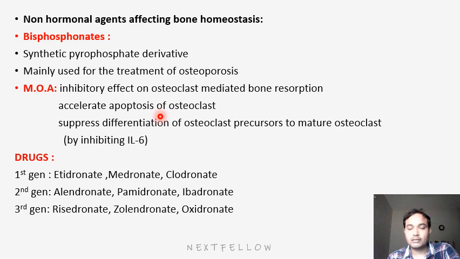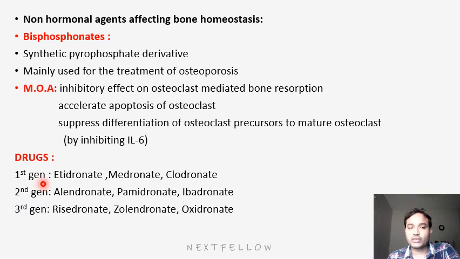One thing is because osteoclast will cause bone resorption. So when you are inhibiting or destroying osteoclast, there will be no bone resorption. Okay, so that's how bisphosphonates will act. What are the groups of drugs in the bisphosphonates? They have three generations: first, second, third.